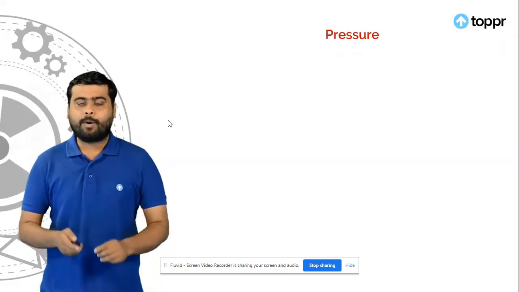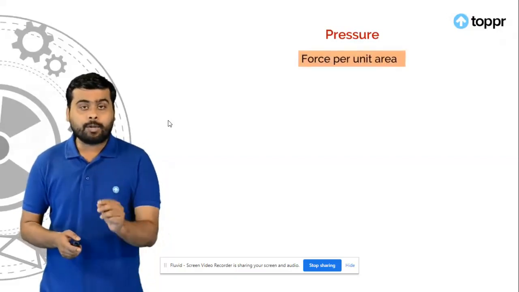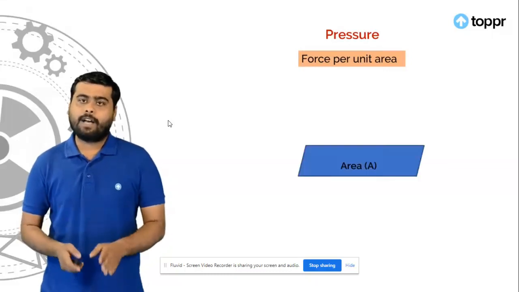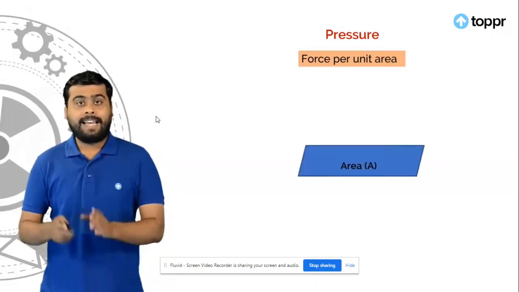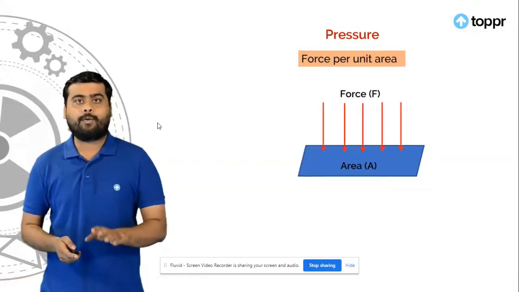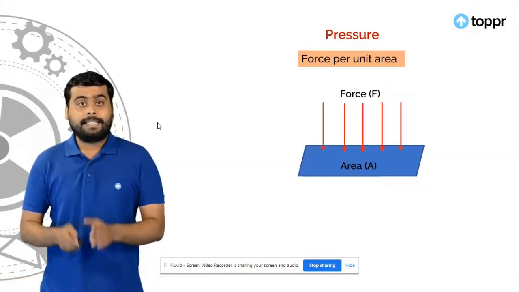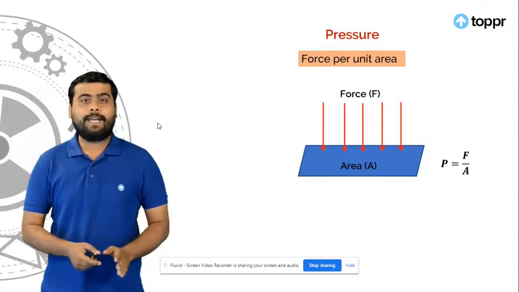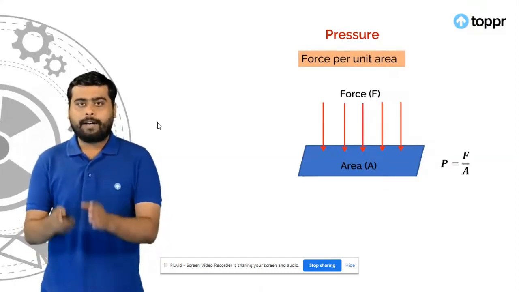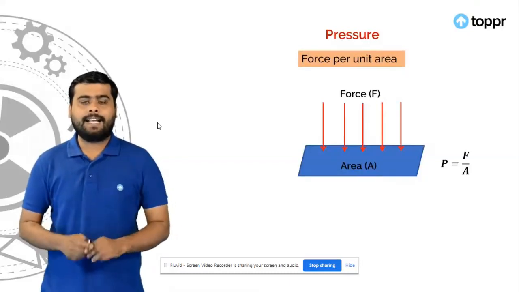So guys, as you know, pressure is the force per unit area. So let us consider some surface of area A, and let's say that some force is acting on this surface and that force is F. Then we can write that pressure P is equal to F by A. Now when we have come across this expression, let me ask you one question.